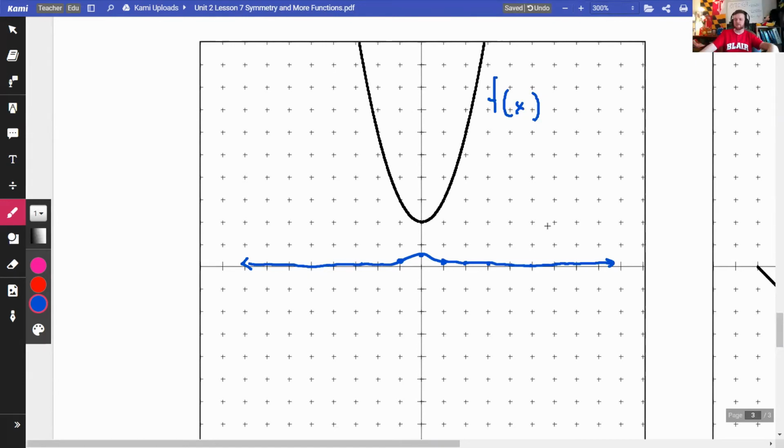We got a reciprocal. It's as simple as that. Just take each of your points and then reciprocate them. And then there's patterns that we can notice. As it goes off to infinity, the reciprocal is going to go off to 0.